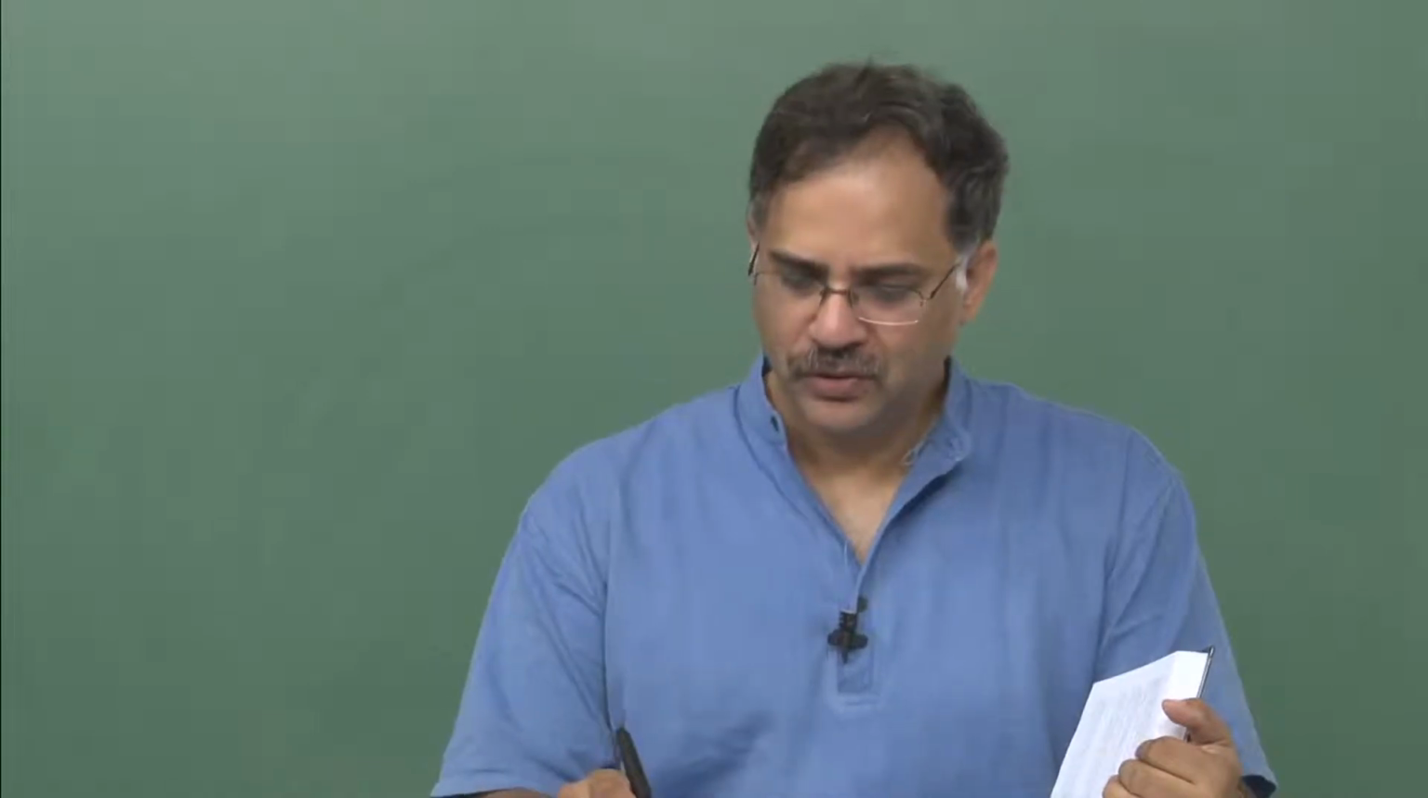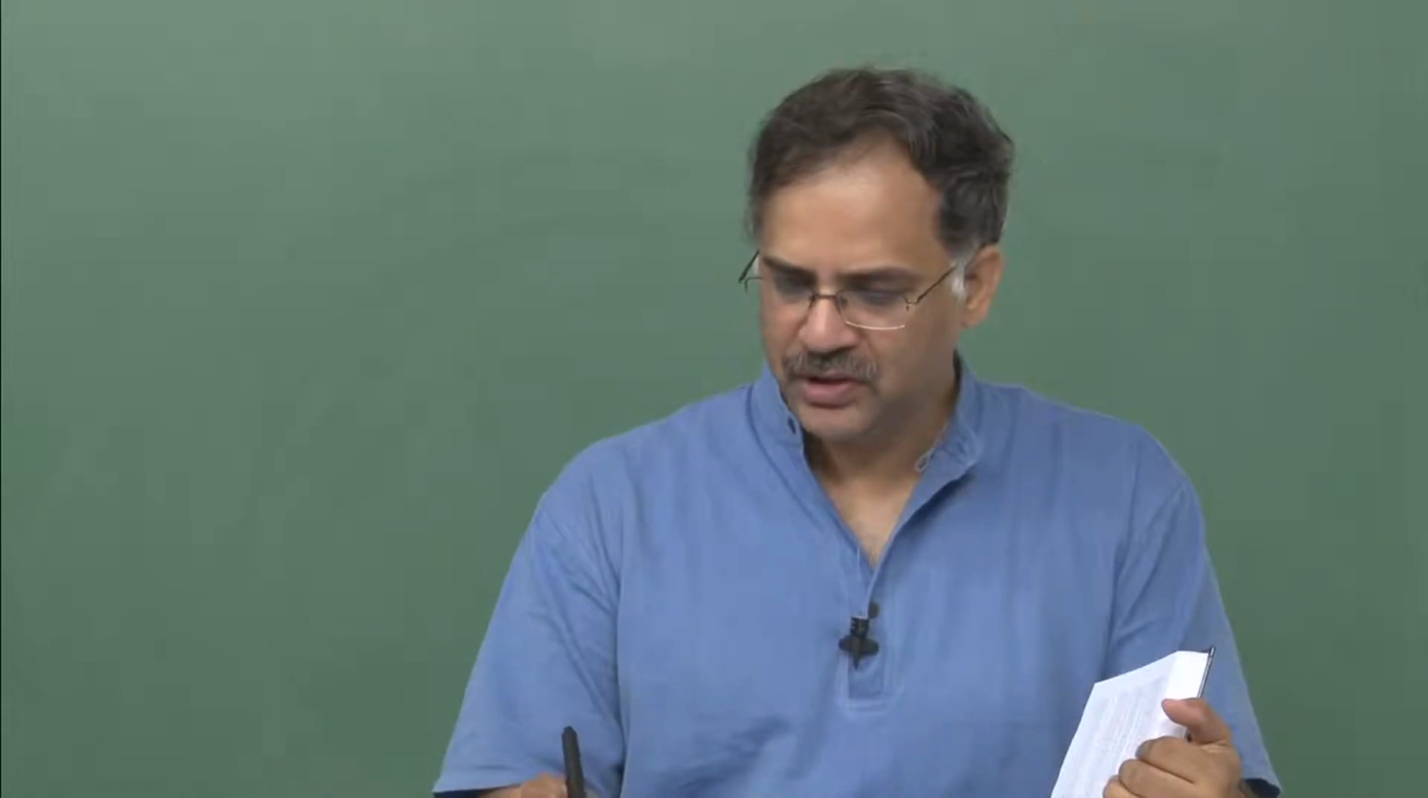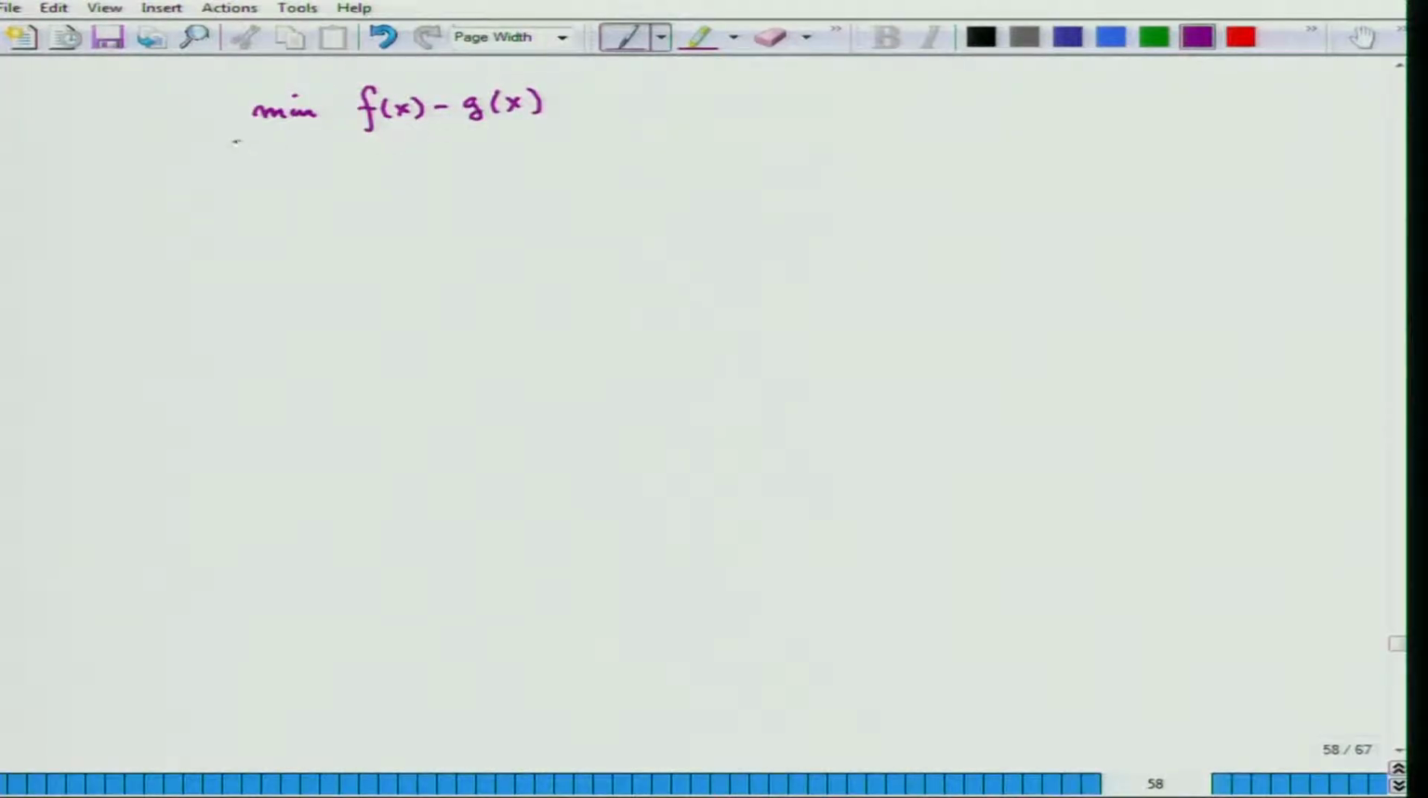So, we have basically two problems: minimization of f x minus g x, for the time being over x an element of R n, and the maximization of f x, x an element of C. Let me call the first one P 1, which is what we are going to discuss in the beginning, and the second one P 2, because we will discuss it next.